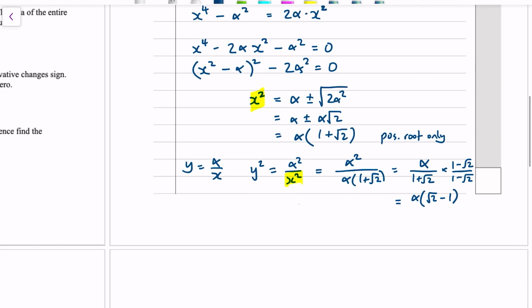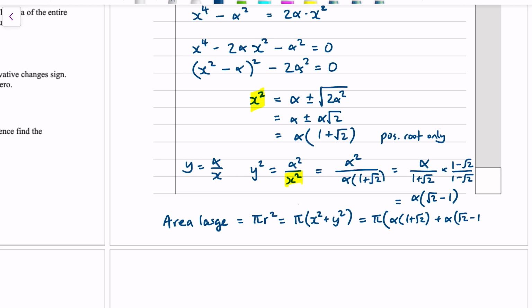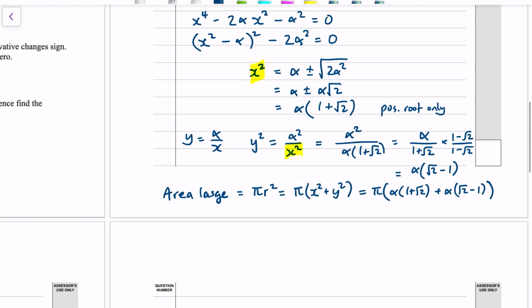How's that helped? The area of the large circle is pi r squared, which, as I said earlier, by Pythagoras, is going to be pi times x squared plus y squared. In there, x squared was alpha times 1 plus root 2, and we're adding on alpha times root 2 minus 1. The 1 cancels over the minus 1, and we've got 2 root 2 alpha in there. So 2 pi root 2 alpha.